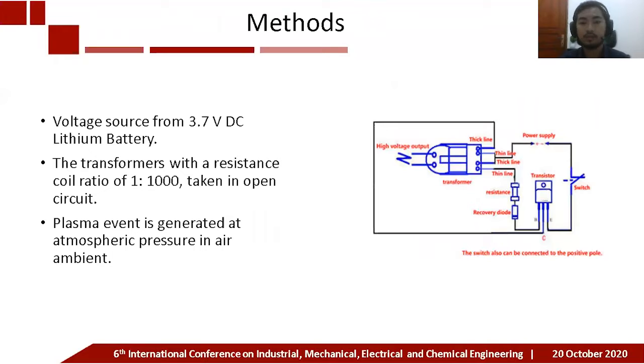And the methods. The figure is the schematic of the Inverter Boost Kit 15 kV. The source used is a voltage source from a 3.7 volt DC lithium battery. The transformer with a coil ratio of 1 divided by 1000 is taken in open circuit. And then the plasma event is generated at atmospheric pressure in ambient air.